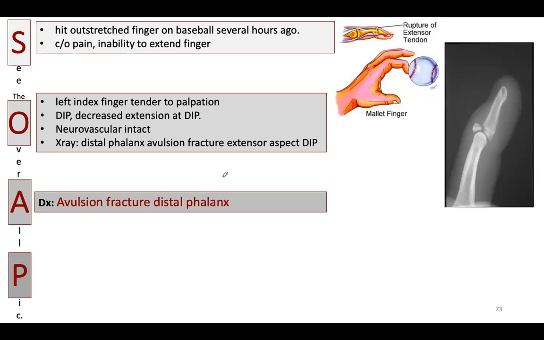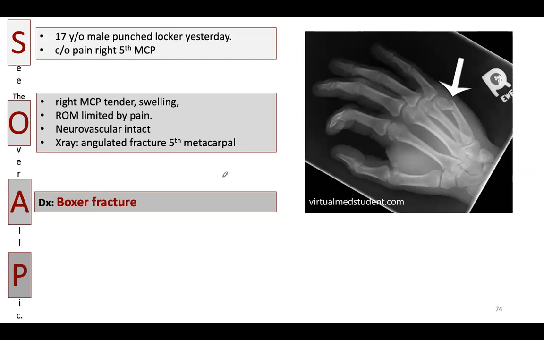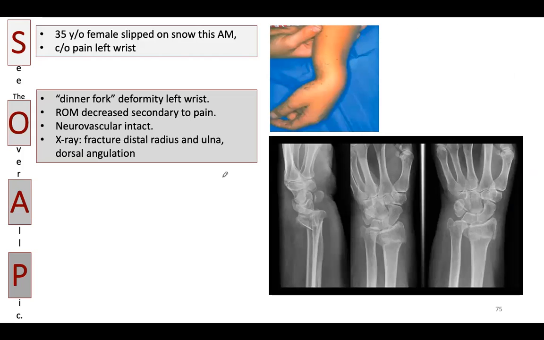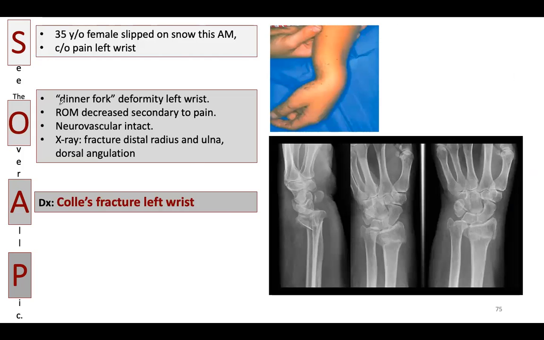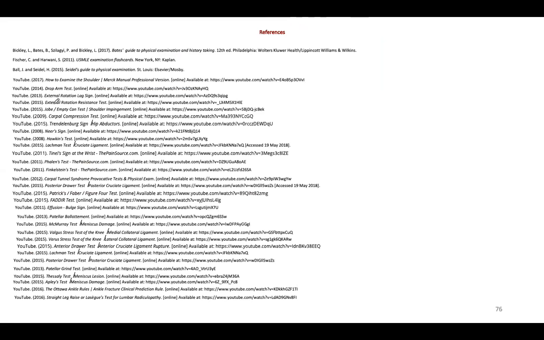This is what we call avulsion fracture, distal phalanx. Boxer fracture. Again, you can read about it. This is Colles fracture, fracture of the distal end of the radius. It results in a very characteristic deformity, what's called dinner fork deformity of the left wrist. One of the very famous phrases to help you answer a question on the test: dinner fork deformity. This is Colles fracture. What's Colles fracture? It's a fracture of the distal end of the radius at the wrist. Fall on an outstretched hand.